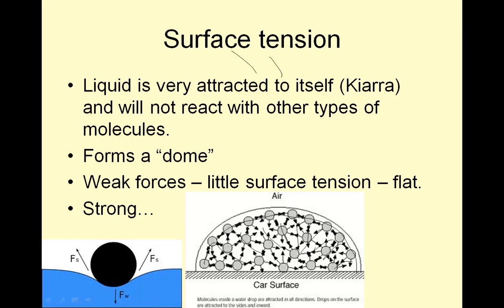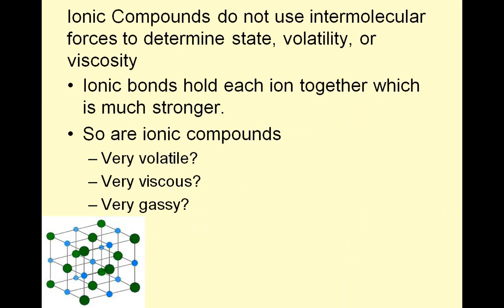If they were not attracted to each other, this particle would fall here, this one would fall here, this one would wiggle in here. Unattracted, weak forces have little surface tension, flat, to be one molecule thick. And if it's a strong force, I can drop something in here and my surface tension could actually hold it. So this would show a strong surface tension. If it was a weaker surface tension, this thing would go all the way through.